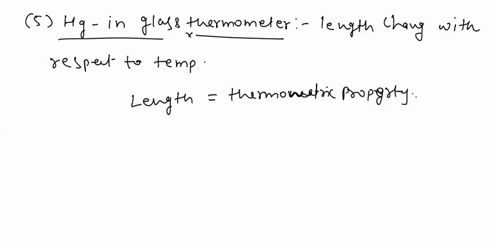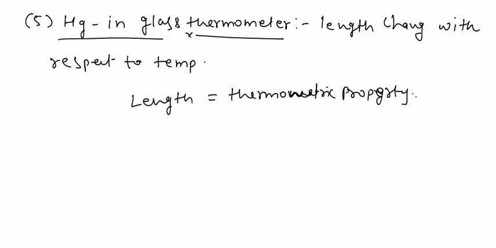If you have checked the practical application of the Hg in glass thermometer, you have seen that most of the time, for the measurement of fever, when you go to the doctor, he will check the level of Hg. He will never check the temperature directly. He will only check the length change, and with respect to the change of length he will calculate the temperature of your body. This is the main application of the zeroth law of thermodynamics.